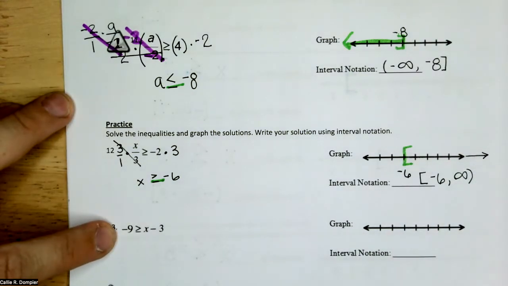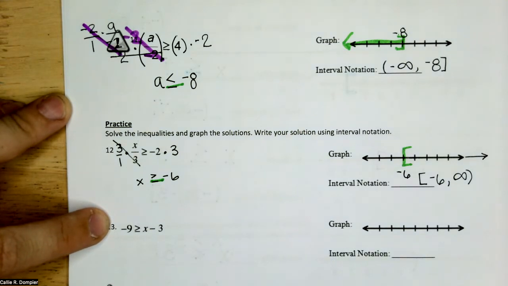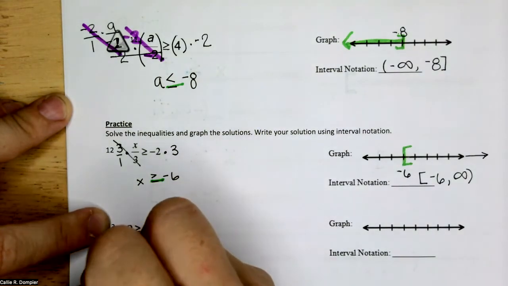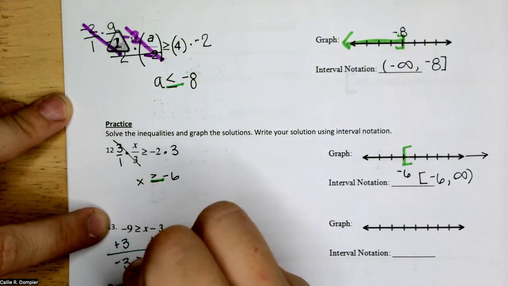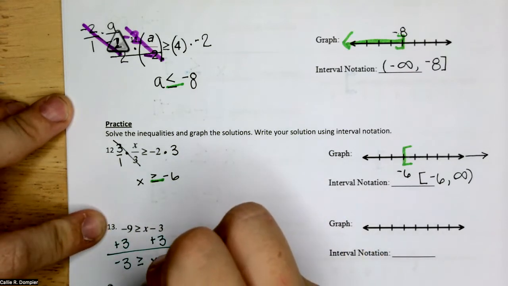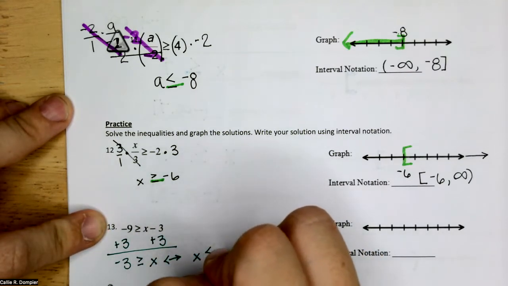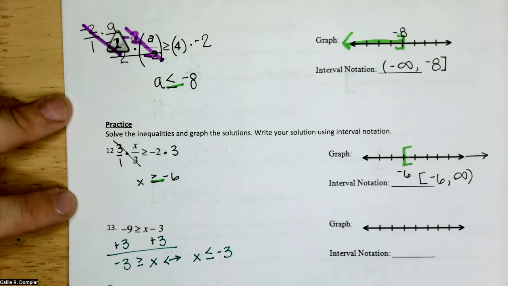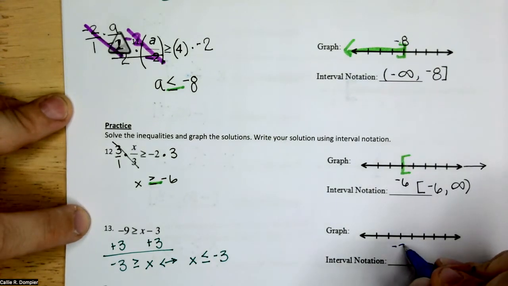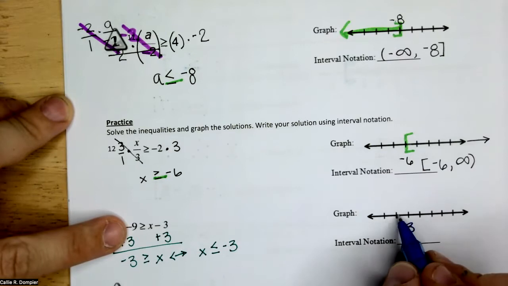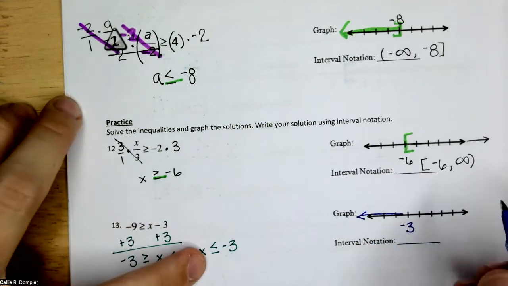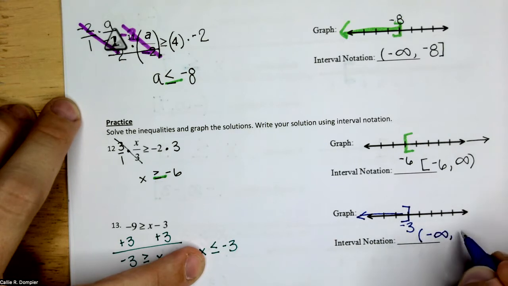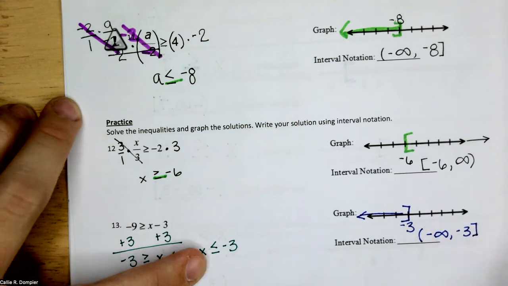Here we have -9 is greater than or equal to x minus 3. I'm going to add 3 to both sides. -3 is greater than or equal to x. Again, we can turn that into x is less than or equal to -3 because I think that's easier to understand. Here's -3. It's less than -3, so it's going to be going in this direction. And because of that equal sign, it's going to have a bracket. So we'll start at -infinity and go to -3 with a bracket.